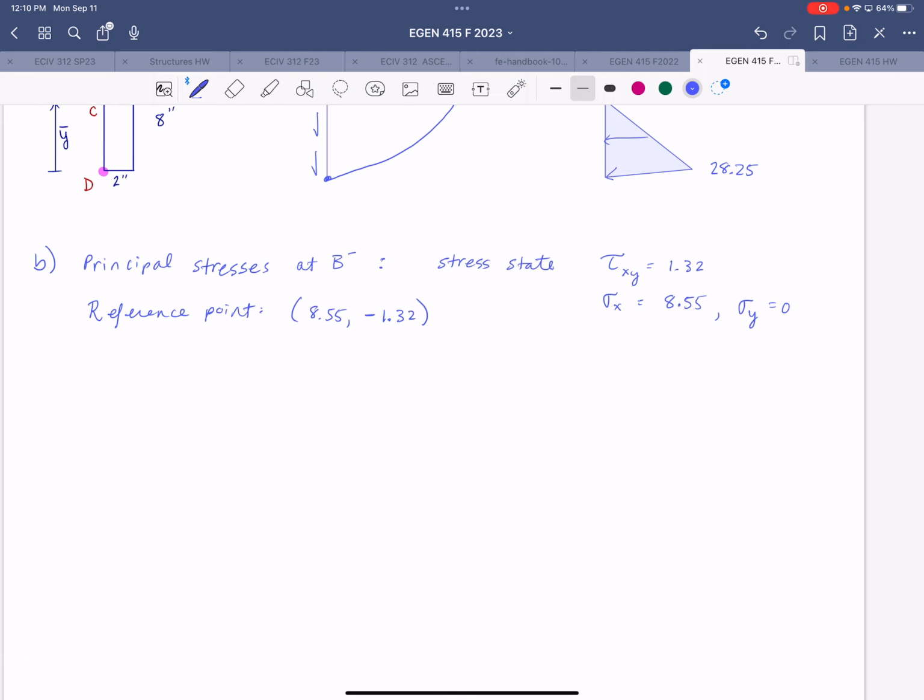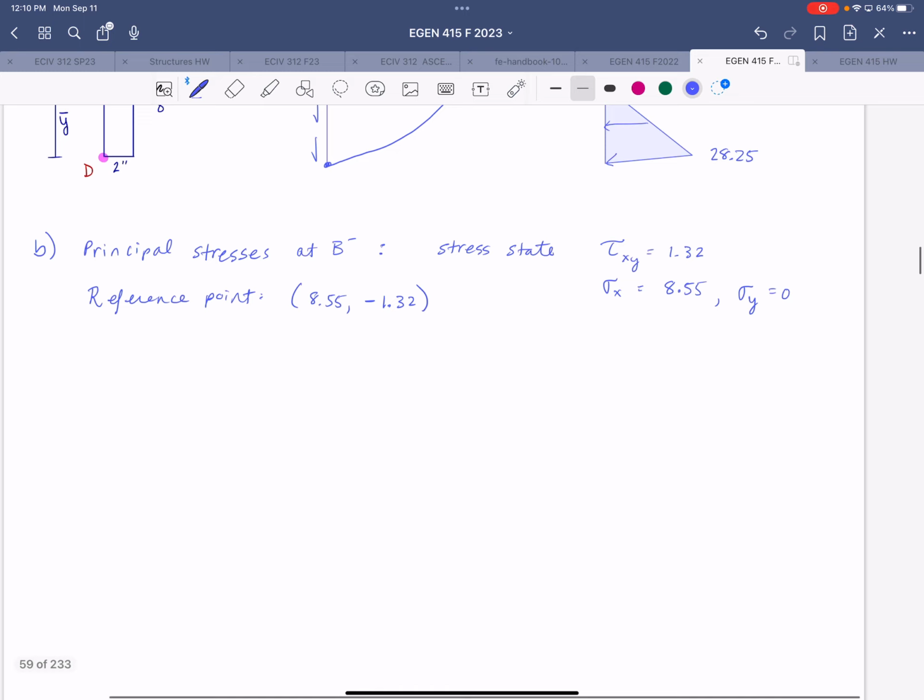All right, since we have negative shear stress. Or wait, no, what did we say? We said, yeah, that's negative shear stress. That's right. All right, because we had shear in that direction, shear stress in that direction, so that's negative in the physical space, for shear stress.